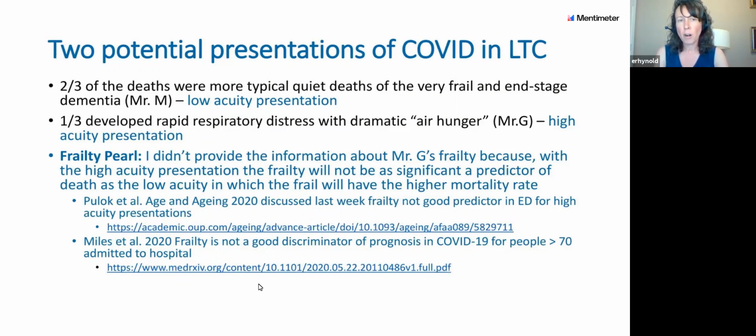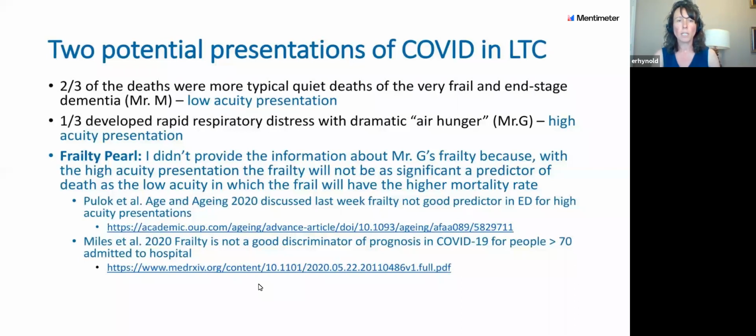And so our little frailty pearl here is, I told you about Mr. M and how frail he was 2 weeks before his COVID test was done. I didn't provide the information about specifically how frail Mr. G is, because in the high acuity presentations of illnesses overall, it seems that frailty is not as significant a predictor of death as it is with low acuity presentations, in which cases frail people have a higher mortality rate.